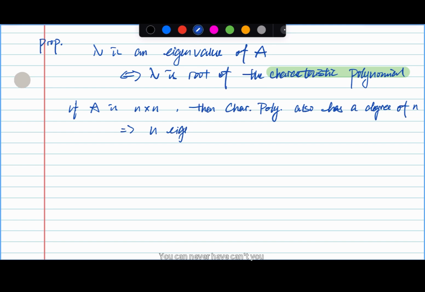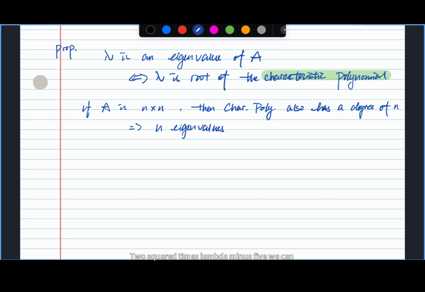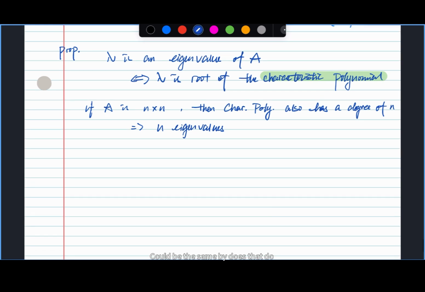Can't you have something like lambda minus 2 squared times lambda minus 5? We can. So these n eigenvalues, some of them could be the same. But does that do anything to the associated eigenvectors? No. That could be the same. And also they could be complex numbers.